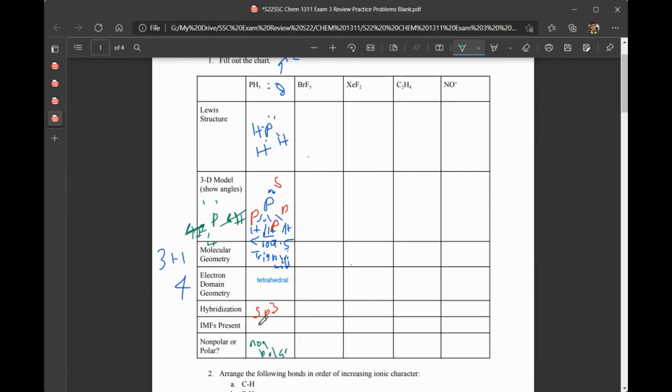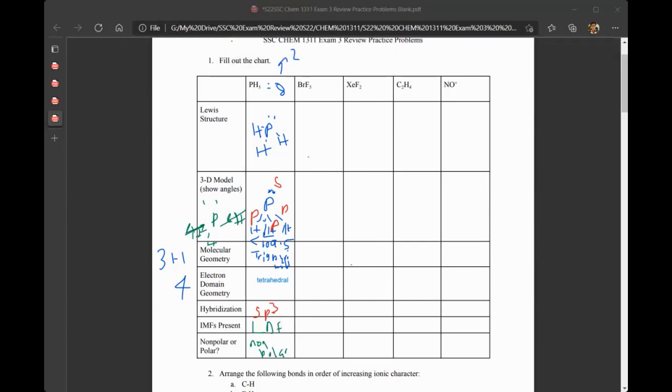So any IMFs present in nonpolar molecules, if you remember, it's just going to be the LDF. It's not the dipole-dipole because that requires a polarity, and this is a nonpolar molecule. Great. Does anyone have any questions? So if not, I'll give you all a few seconds to try the next one, and we can come back as a main group and talk.